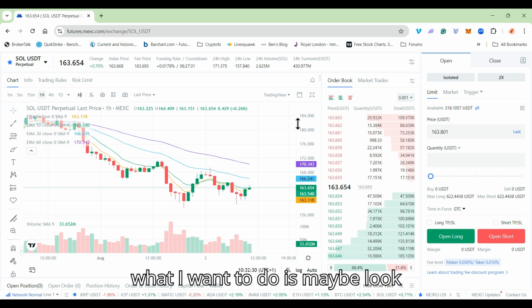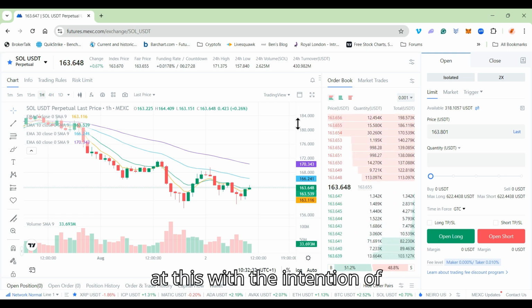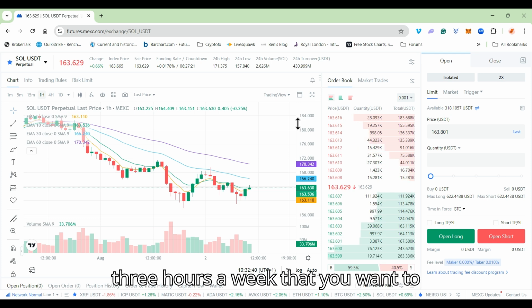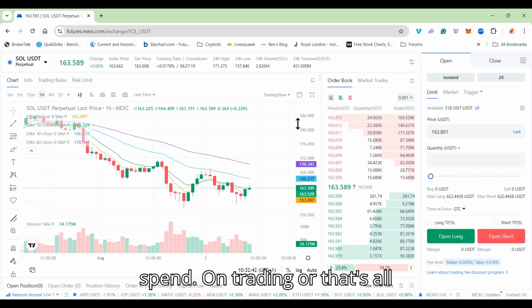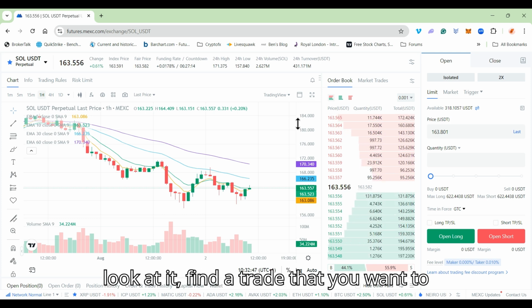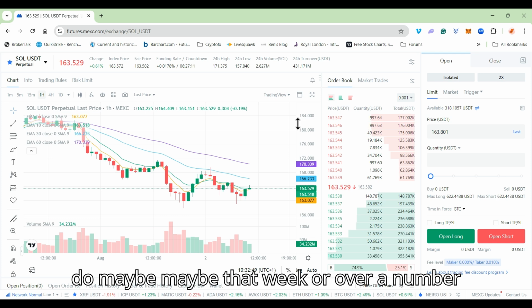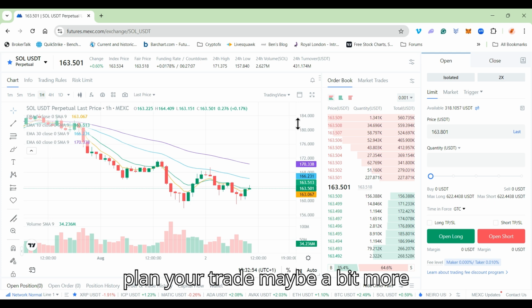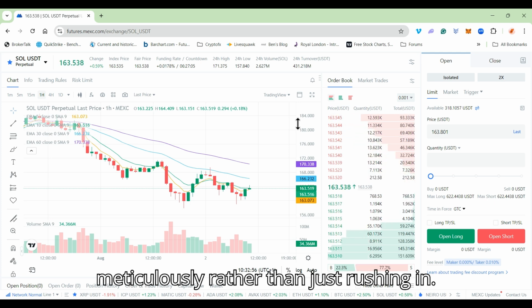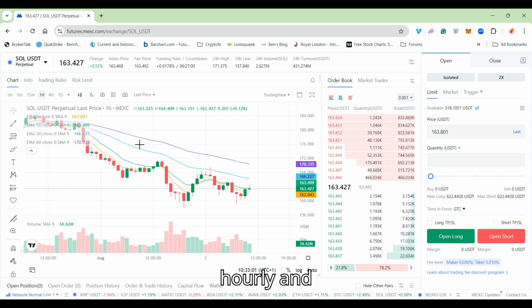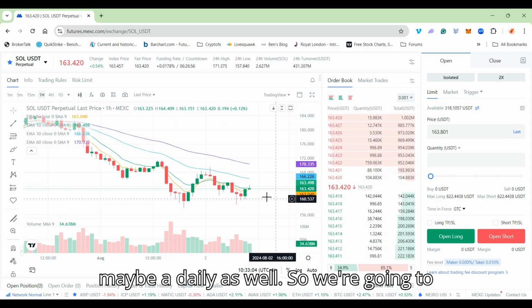So we're going to have a look at identifying a trade. What I want to do is maybe look at this with the intention that you're a retail trader. You've only got maybe 2 or 3 hours a week that you want to spend on trading, or that's all the time you've got. So you want to be able to pick up a market, have a look at it, find a trade that you want to do maybe that week or over a number of days, and plan your trade maybe a bit more meticulously rather than just rushing in. So I'm going to look at it on an hourly and maybe a daily as well. So we're going to look at this chart.